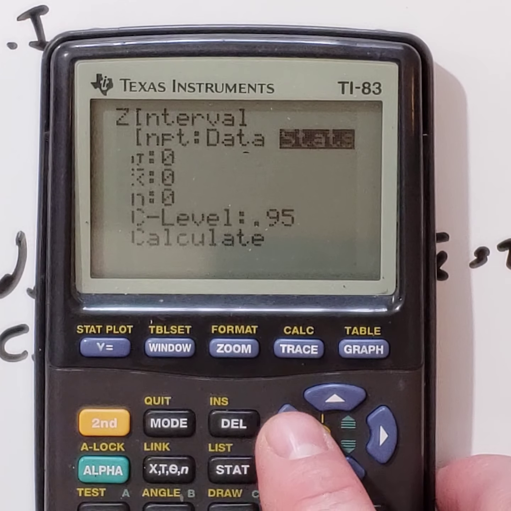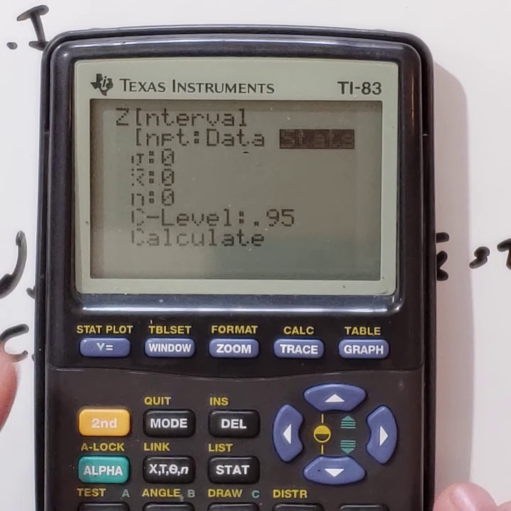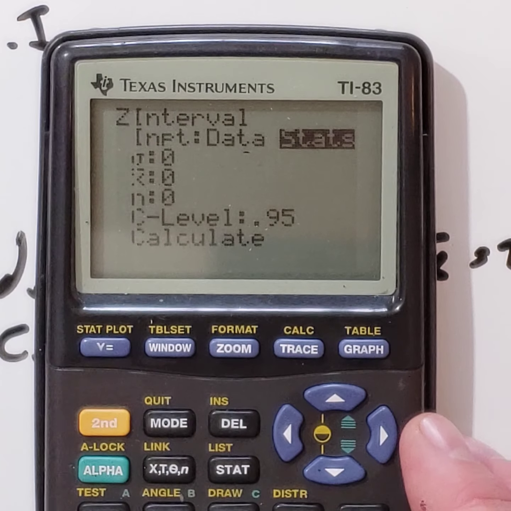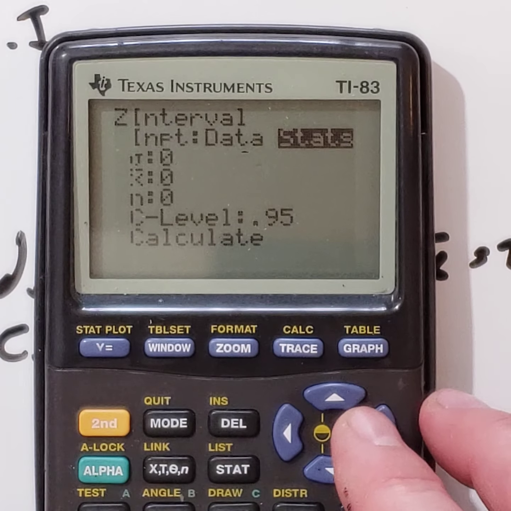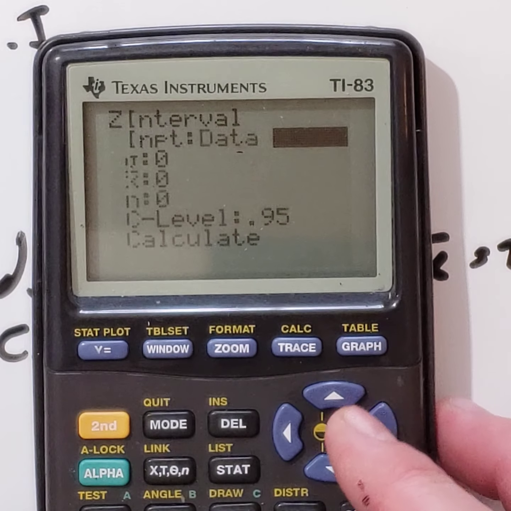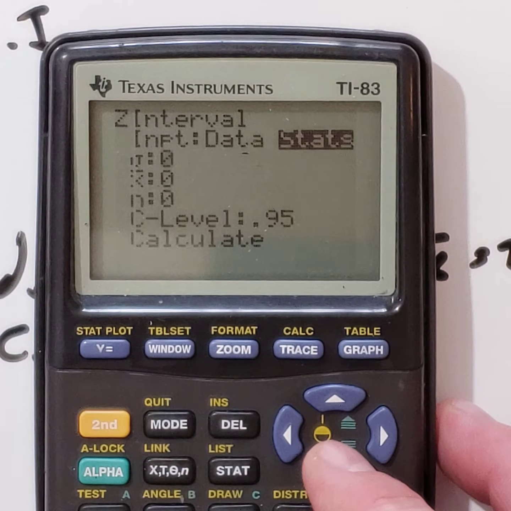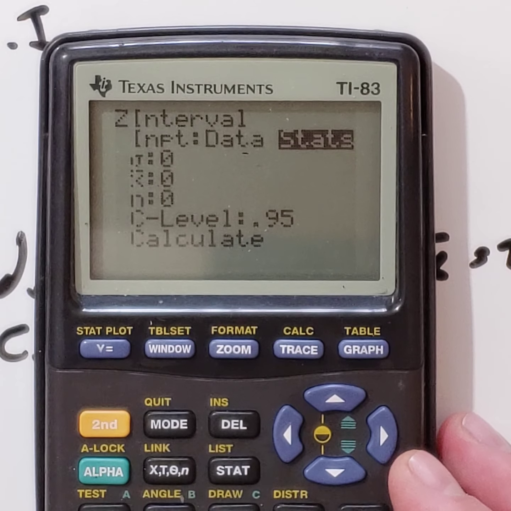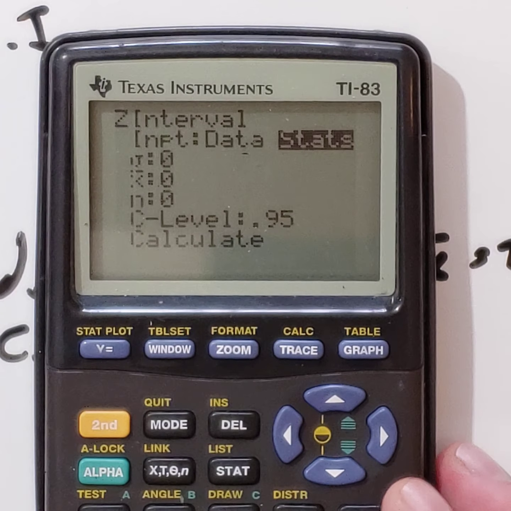We hit enter, and we have a menu of things to fill out. And I apologize, my screen's starting to go bad, so it's getting a little tough to read. We want to have stats highlighted. Data is a different thing. We're not going to do that this semester. Go to stats. The first thing it asks us for is sigma. That is our standard deviation.